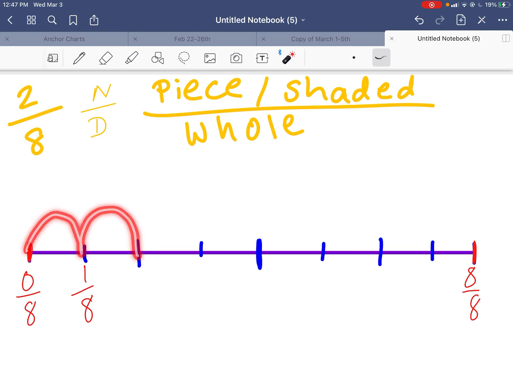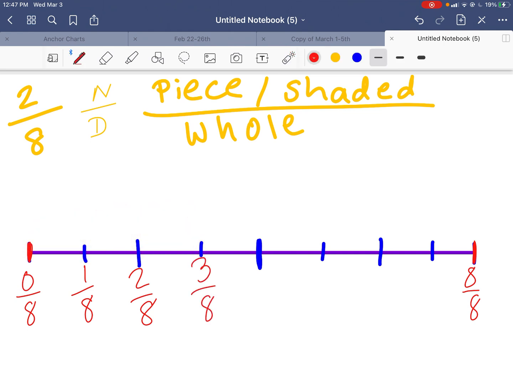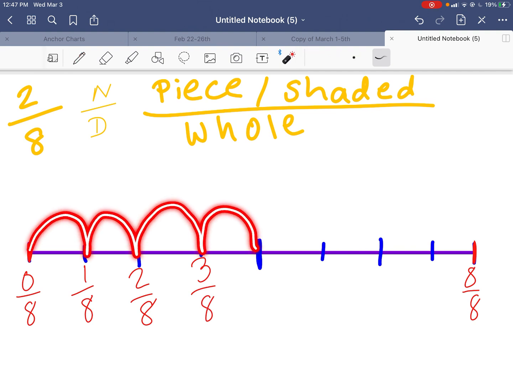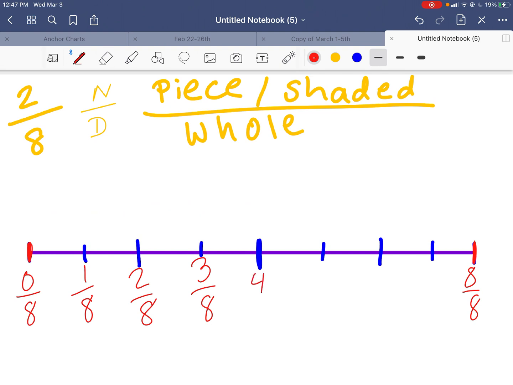The next jump, if we were to jump here, 1, 2, this is 2/8. Let's jump again, 1, 2, 3, this is 3/8. Let's jump again, 1, 2, 3, 4. 4/8. Now, I made a thicker line on that 4. You see how that tally mark is a little bit bigger? That's how I remember that that was my halfway point, okay? I can remember that really nicely.